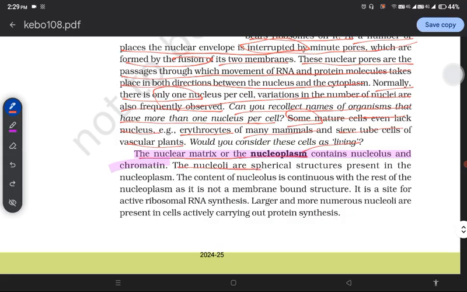The nucleoli are spherical structures present in the nucleoplasm. They are not membrane-bound structures and the content is continuous with the rest of the nucleoplasm. It is the site for active ribosomal RNA synthesis. Larger and more numerous nucleoli are present in cells actively carrying out protein synthesis.